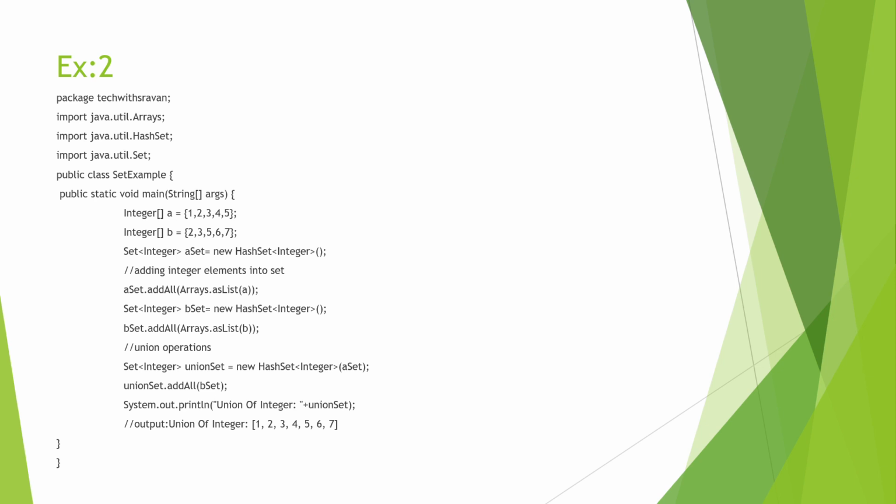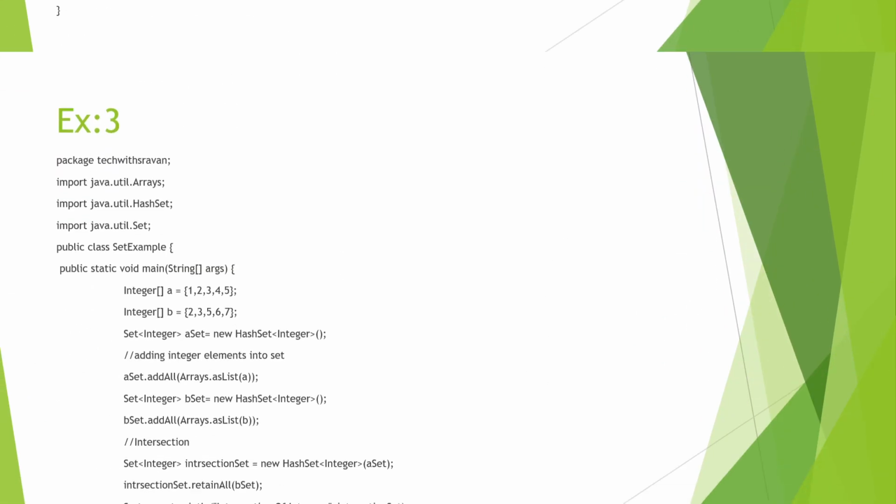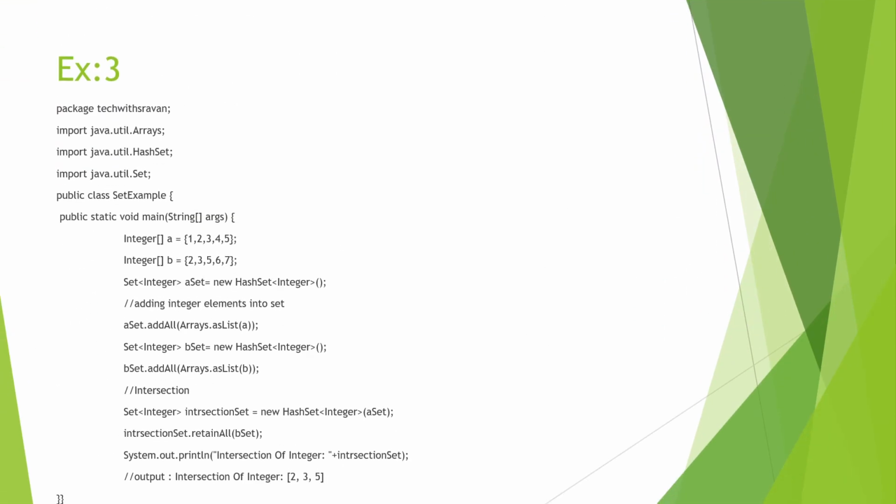Next we will go through the intersection of sets. In the intersection part, we will get the common elements, right? Suppose in the same example, integer a equal to 1 2 3 4 5, integer b equal to 2 3 5 6 7. So what are the common elements here? 2 3 5. To get that, see the example below.